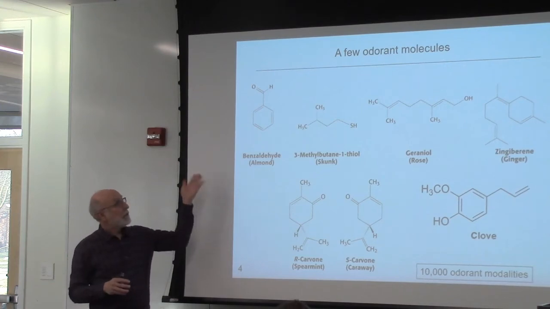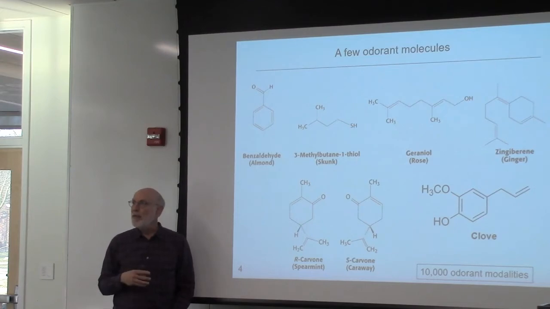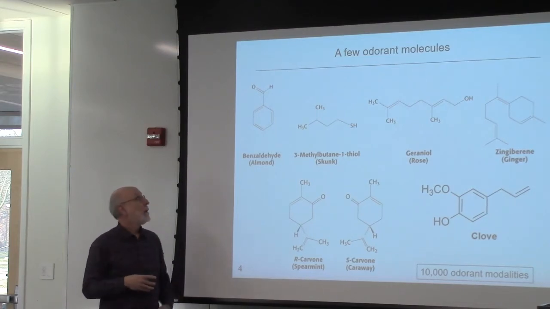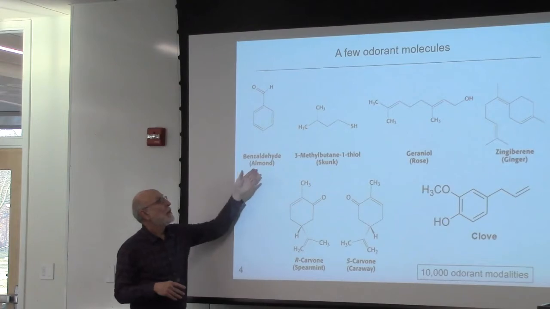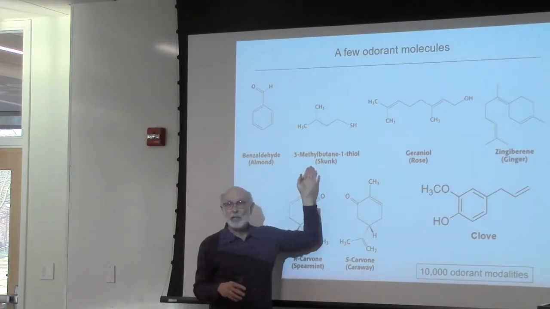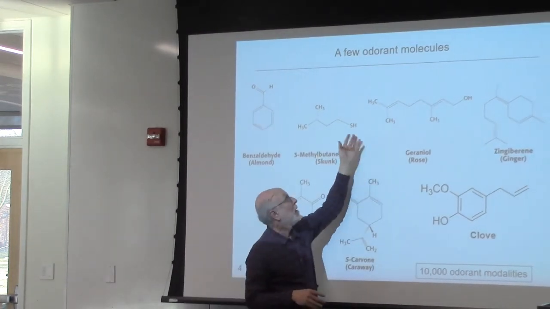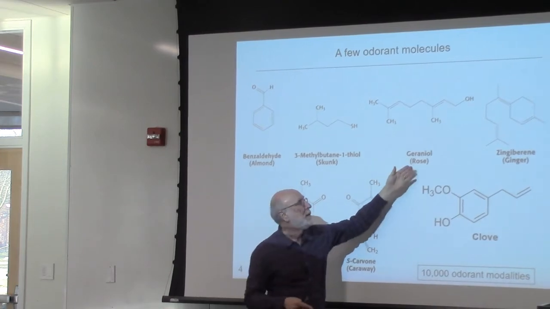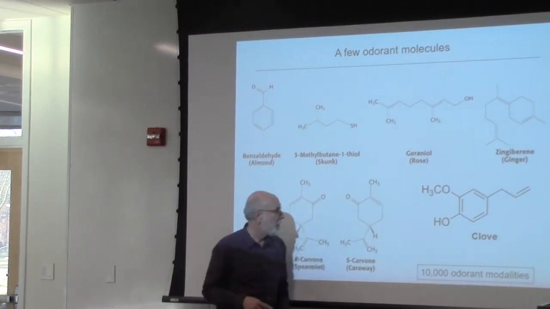Here are 5, or 6 or 7, right? So a small smattering of the chemicals that we can detect by odor. We can detect aldehydes that are usually fruity, nutty smells. We can detect thiols, which are skunky smells. We can detect rose, ginger, just a few, clove, the smell of clove.